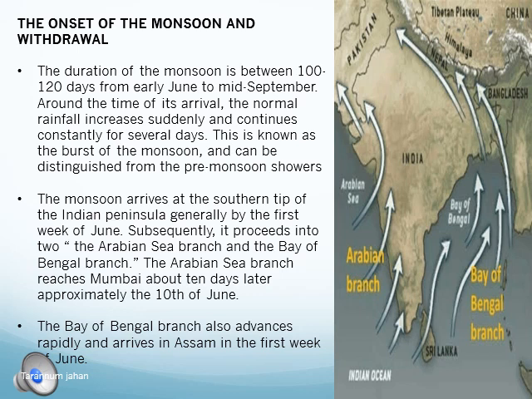Now the onset of the monsoon and the withdrawal. Under this topic, you are going to study where this monsoon is coming from, where it goes, and in which months this monsoon is going to come to India. Everything will be clear with this concept. Now first you have to understand what is trade wind, what is monsoon wind, and what is burst of monsoon.